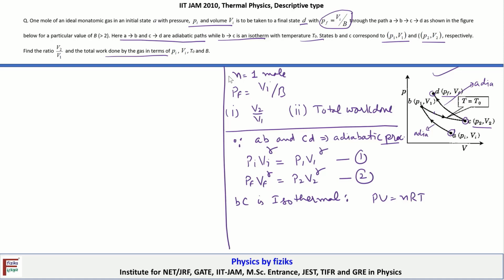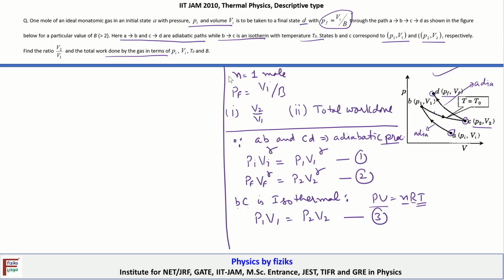Because the temperature is constant during this process, n is also constant, R is also constant, so between these two points, point B and point C, this equation will be valid. So points B and C are connected by this relationship: P1 V1 is equal to P2 V2. Let's call this equation 3. Now we have to find V2 by V1.